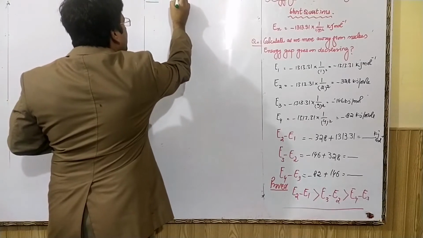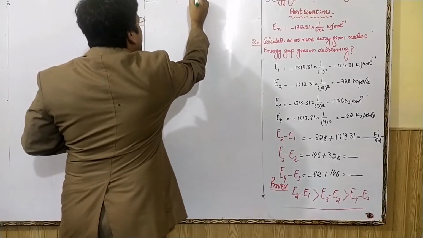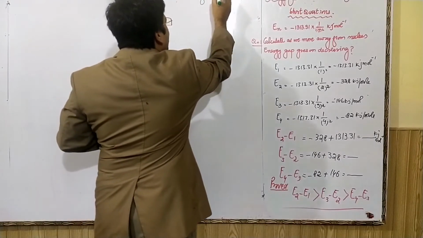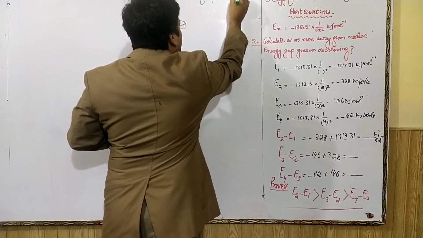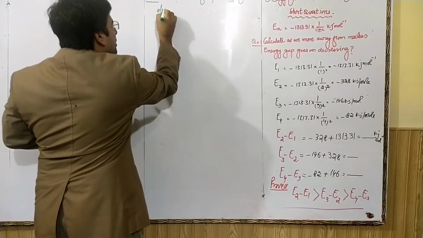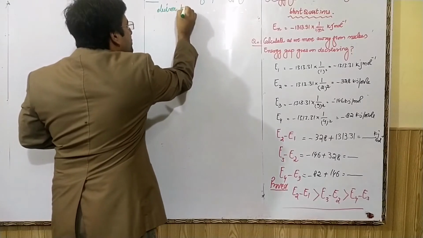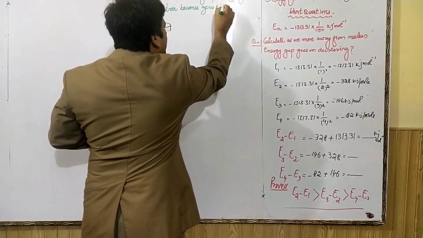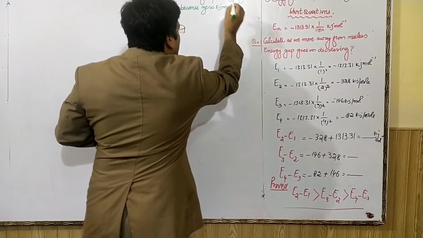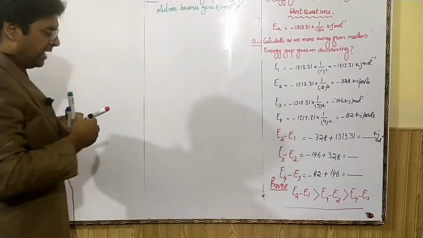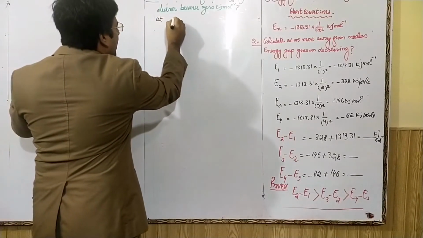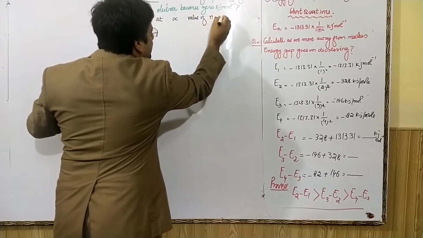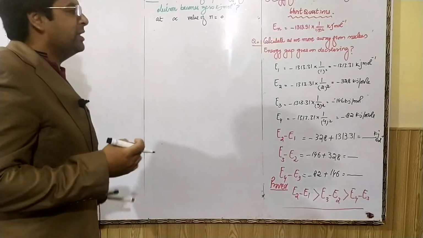Calculate that at infinity energy of electron becomes 0 kilojoule per mole. The answer of this question is: at infinity, the value of n would be infinity. Number of shells will finish.